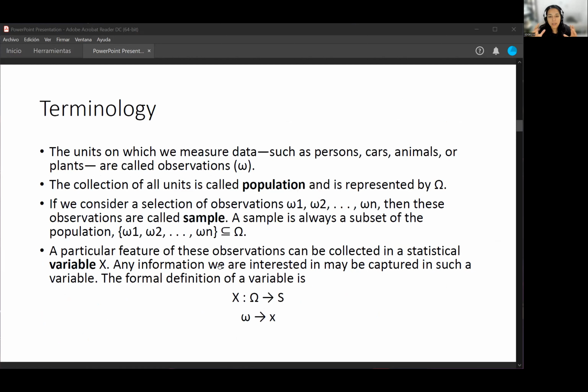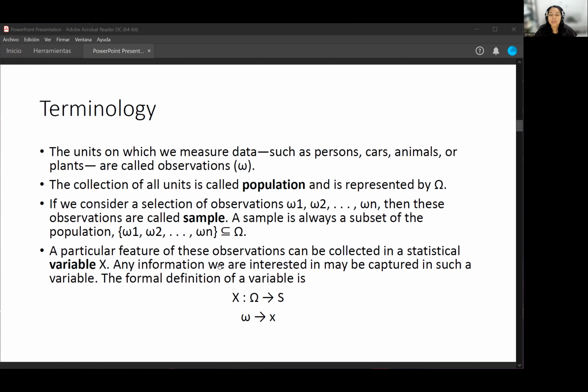Here is a very brief terminology. The units on which we measure data, such as persons, cars, animals, are called observations or instances. Then the collection of all the units is called the population. So all these observations will be the population. But if we consider just a portion of that population, we call that a sample.